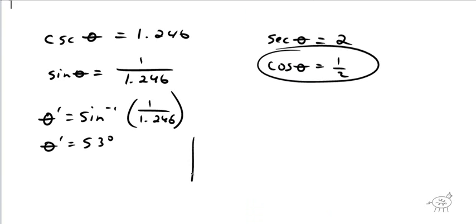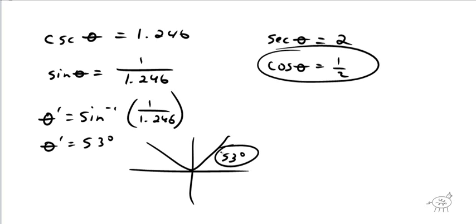Okay? And then you're saying, well, where's sine positive? Well, here and here. So one is 53 degrees, and the other one's 180 minus 53, which is 127 degrees. Okay? That's how you do it.